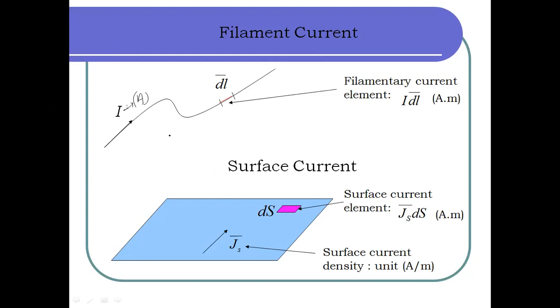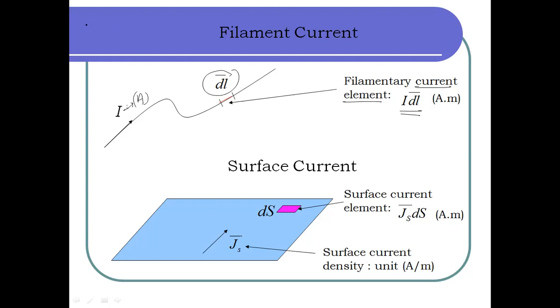Knowing that current has a direction, the flow is in a certain direction, so we must represent the current in terms of its current element. For the filament current, we take one short segment of the filament itself and label it as the vector dl. This filament current element we call a current element. For the filament current, the element is I dl vector, so the unit for the current element is ampere meter.